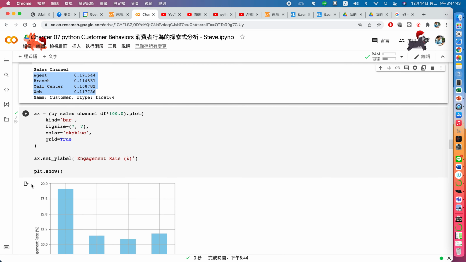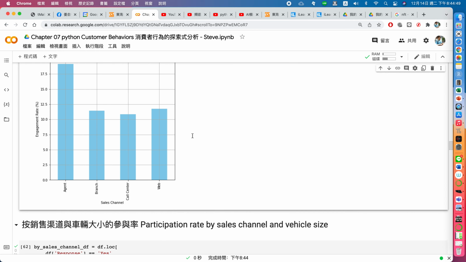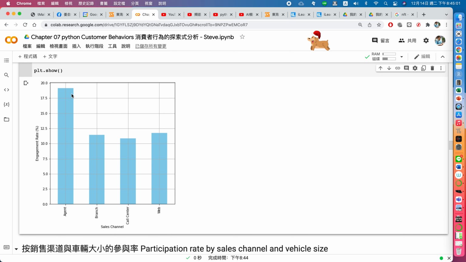Okay, it's time for us to draw the diagram with a bar chart. Here you may find that most of the sales channel is coming from agent, 代理人. It's almost 20%. The rest of the sales channels are almost the same. For the branch, for the call center, for the web, it's almost the same.